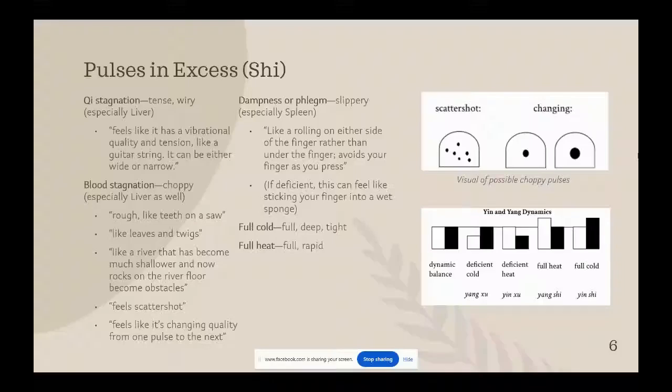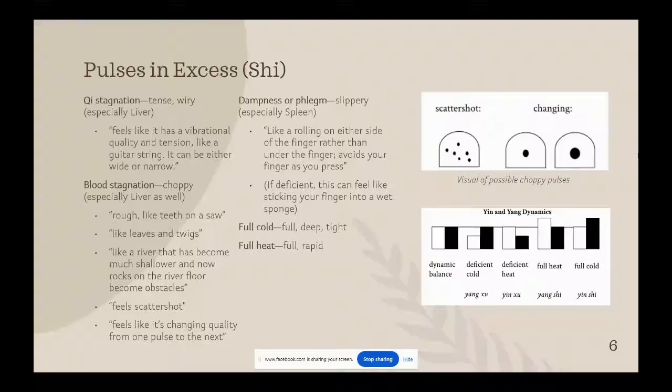So for qi stagnation, the pulses can be called tense or wiry, so kind of straightforward. It feels like it has a vibrational quality, like a guitar string. It can be either wide or narrow in its size, depending on whether there's an underlying deficiency like qi deficiency, or perhaps it's more of a full condition, a true excess condition.